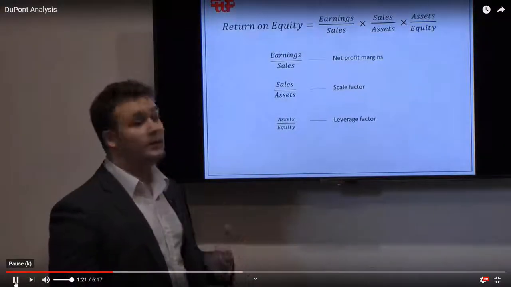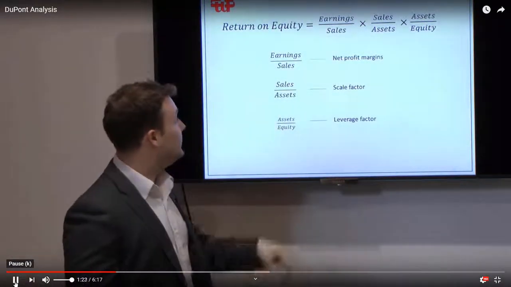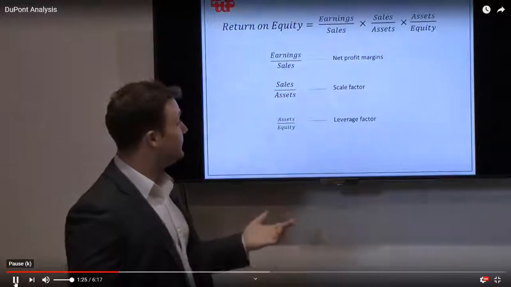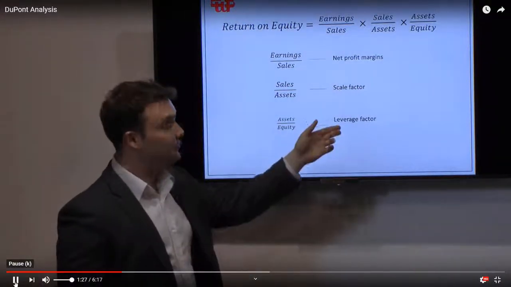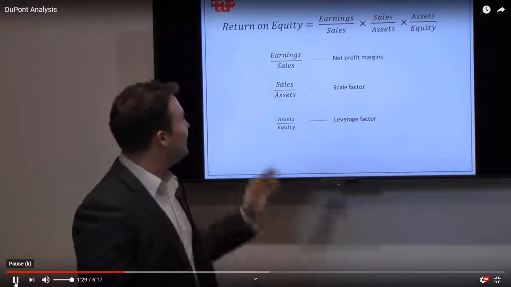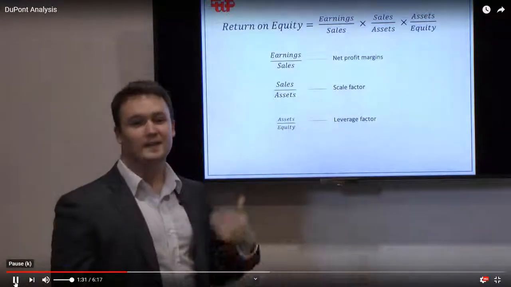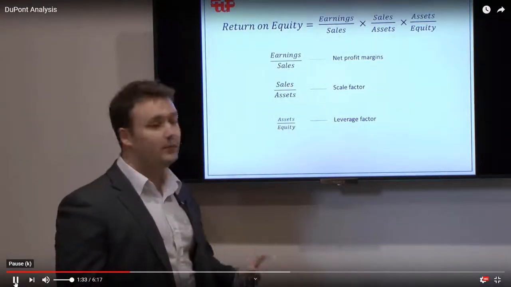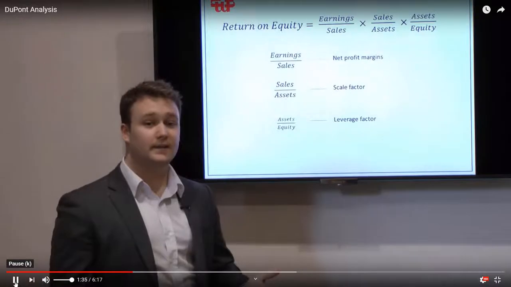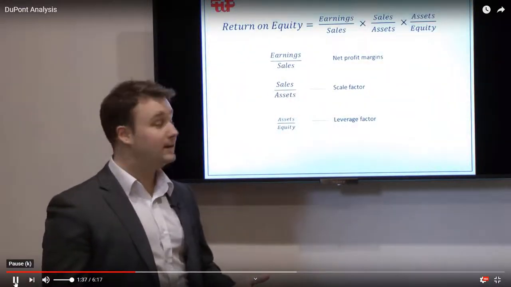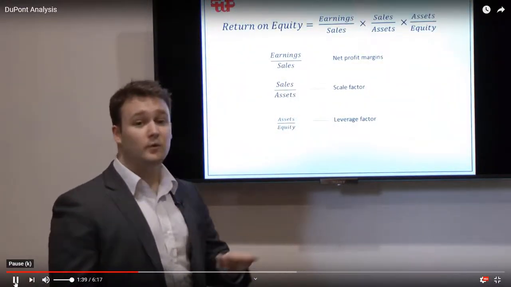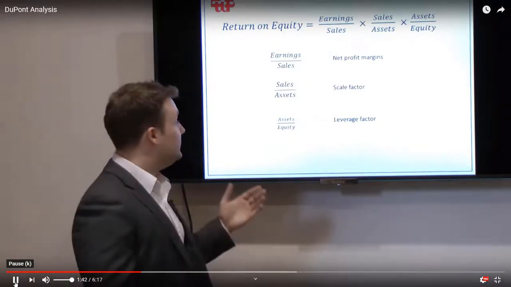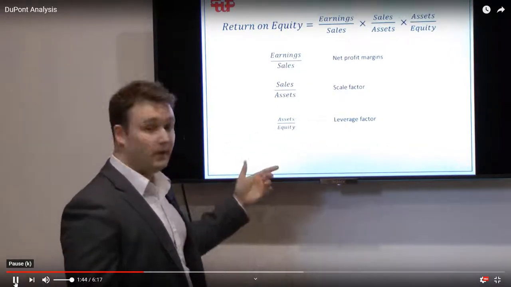We can give each one of these factors a name. The earnings over sales factor we call the net profit margin, as we know. The sales over assets factor is a scale factor. For example, if I put in $1 of assets, how much sales can I get from that asset? And the last factor, which we'll go into in more detail later, is the leverage factor, assets over equity.